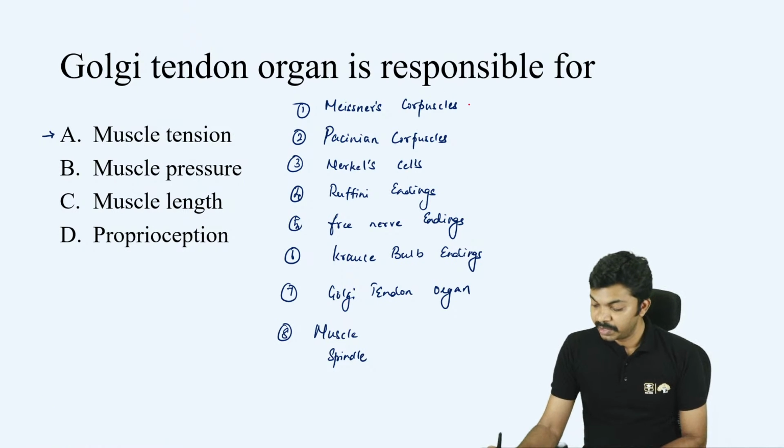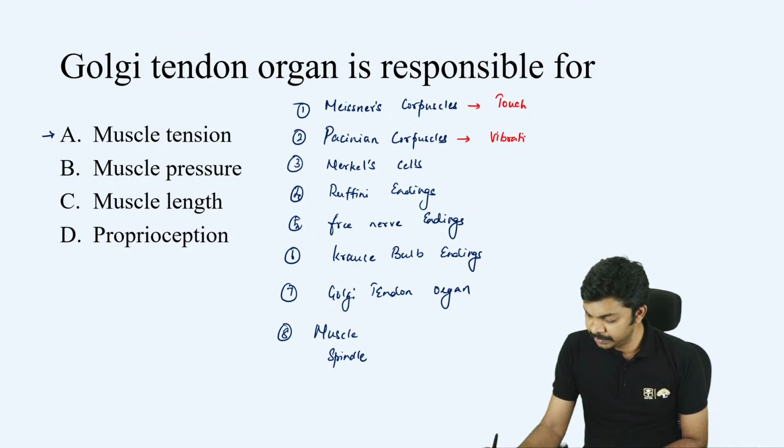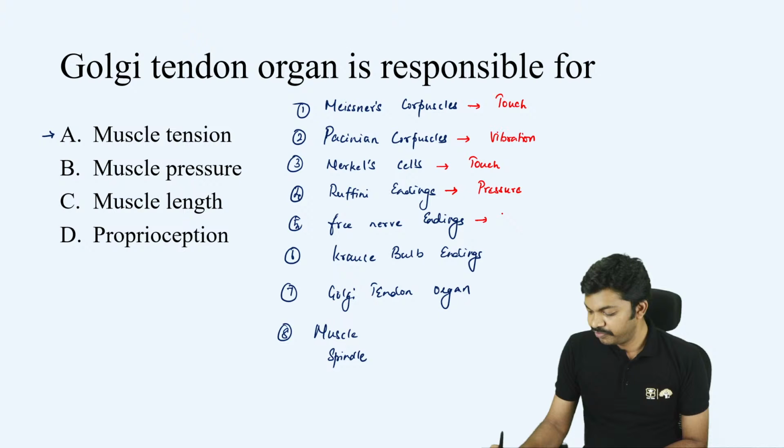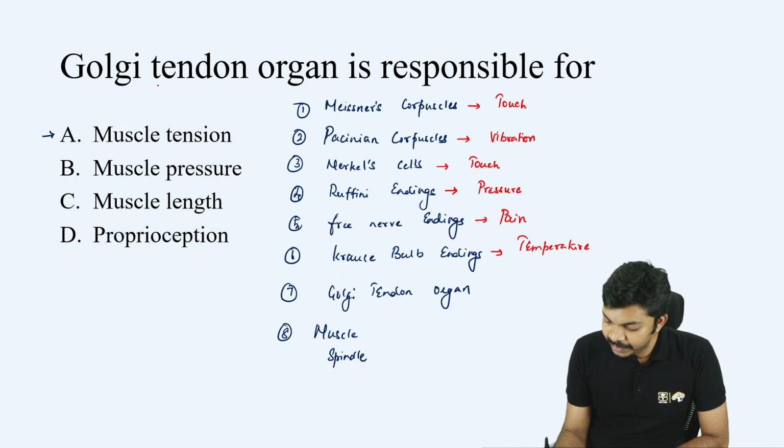Meissner's corpuscles carry touch. Pacinian corpuscles carry vibration. Merkel cells again carry touch. Ruffini endings carry pressure. Free nerve endings carry pain. Krause end bulbs carry temperature. Golgi tendon organ, TEN, alright. Golgi tendon organ senses muscle tension. So TEN for TEN, doctors.